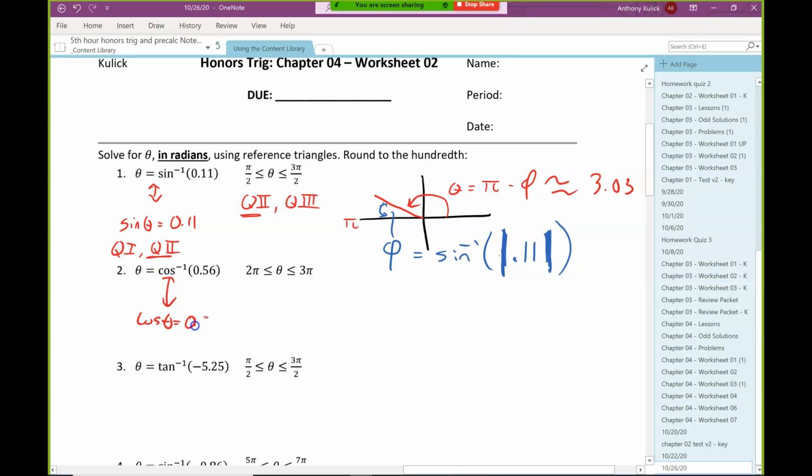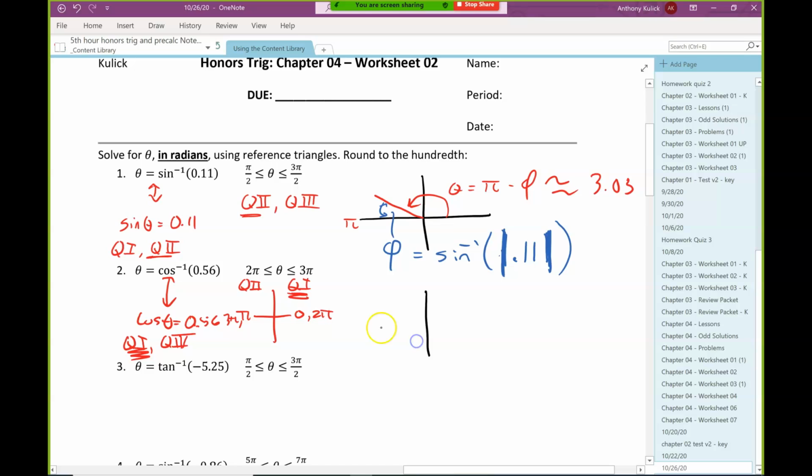Cosine theta equals 0.56. And I know cosine is positive in the first quadrant and the fourth quadrant. And then 2 pi to 3 pi, so this is 0, that's 1 pi. This is 2 pi, and then that's also 3 pi over there. So we're covering quadrants 1 and 2 in that respect. Is everybody okay there? And obviously the one that we want is quadrant 1.